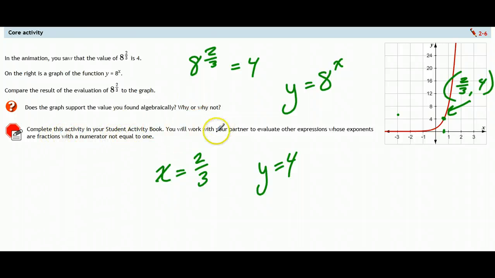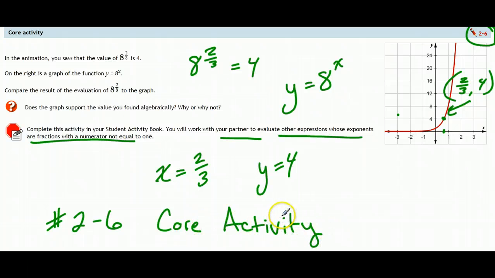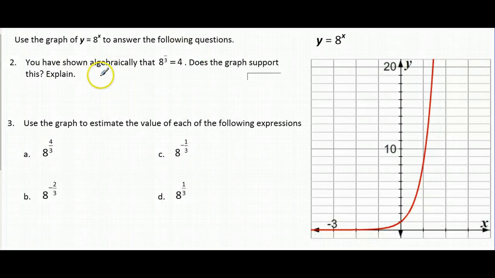What I'd like you to do now is work with your partner to evaluate other expressions whose exponents are fractions with a numerator not equal to 1. You are going to do problems 2 through 6 on the core activity. You and your partner can go ahead and work on that now. We're going to take about 8 minutes. When you are done, please stop working. We'll check your answers with what we have.